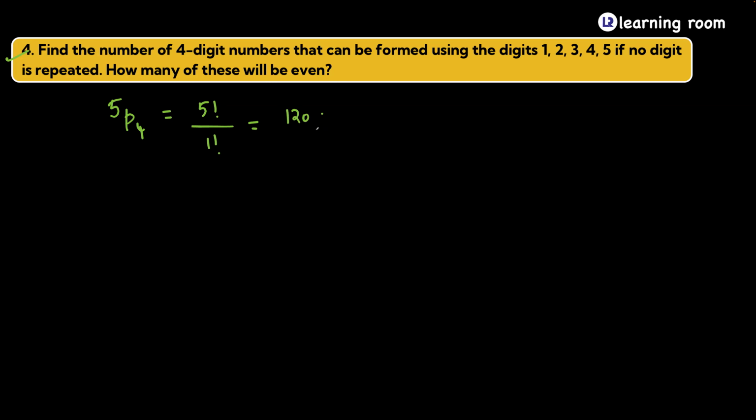5 factorial is 120. Out of these 120 numbers, they are asking us how many even numbers would be possible. So how many blank spaces do we have? 1, 2, 3, 4. In those 4 blank spaces, for the number to be even, you need to concentrate on unit's position. So unit's position can be filled with 2 or 4. So you can do it in two ways. How many blank spaces do you have? 3 blank spaces, and how many numbers are left in your hand? 4. So out of the 4 numbers that are left, you can fill the 3 blank spaces in 4P3 ways into this unit space can be filled in 2 ways.